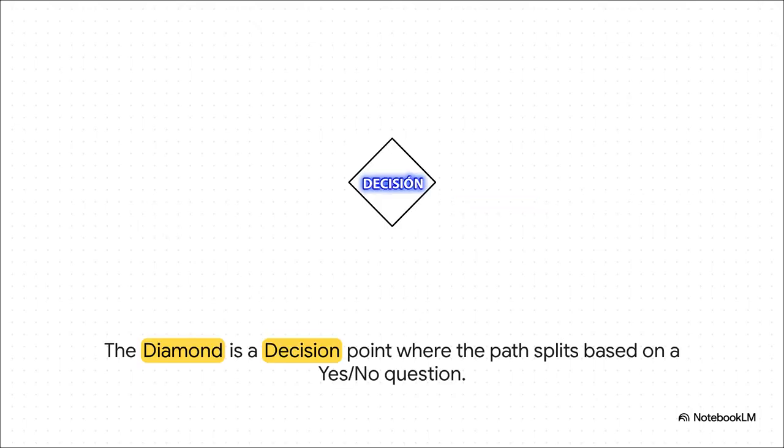And finally, the diamond. This is where your algorithm gets smart. It's a decision point. It asks a simple question that has a yes or no answer, and based on that answer, the process can split and go down 2 completely different paths. This is how algorithms make choices.